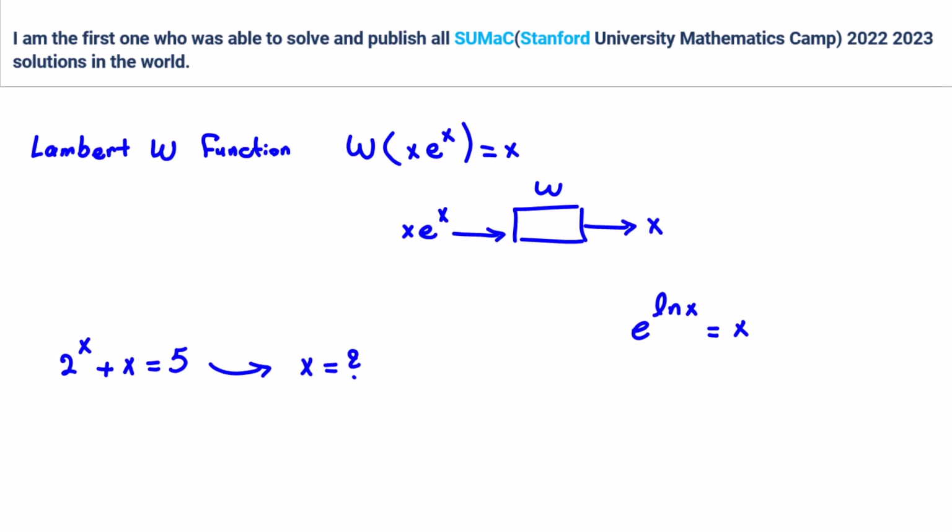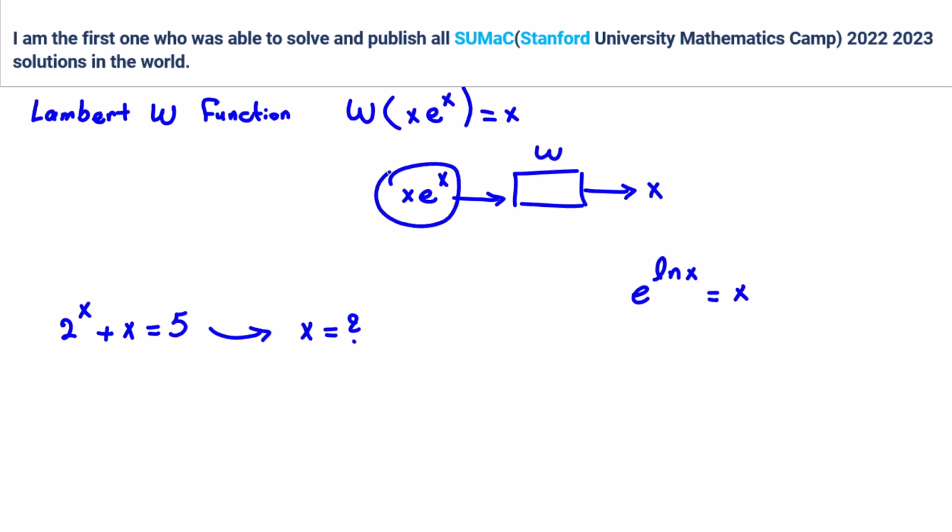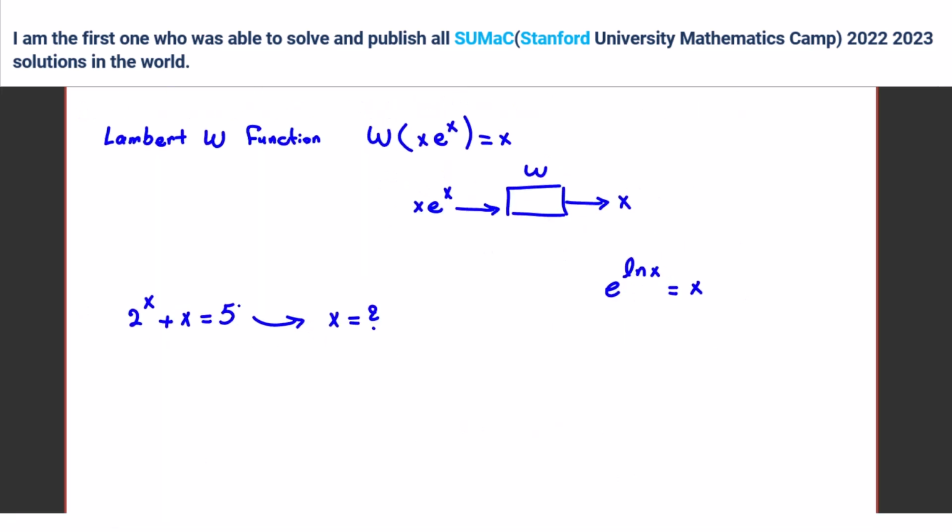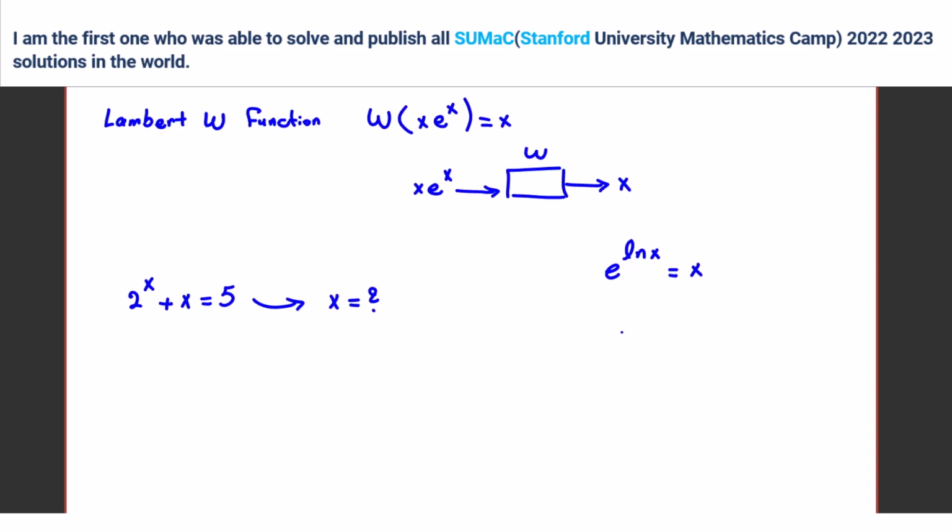I'm not sure how to use this. Okay, so let's try. We want to create something like x e^x. First I want to change 2 to the x to e to the power of something. So first let's write this. 2 is e to the power of what? ln2, exactly. So 2 to the x is e to the power of ln2 to the power of x, which is e to the power of x ln2. So x ln2 plus x is equal to 5, right?